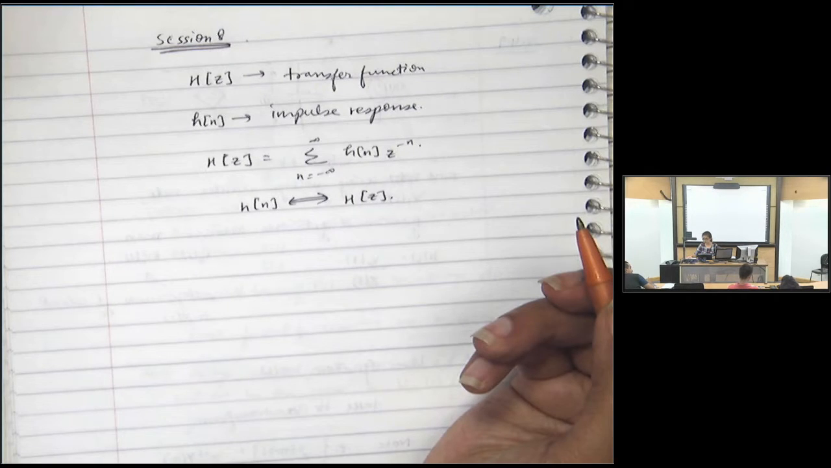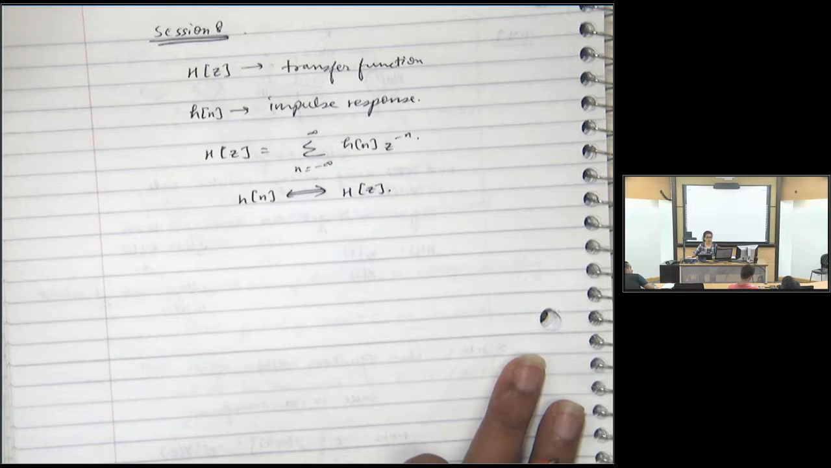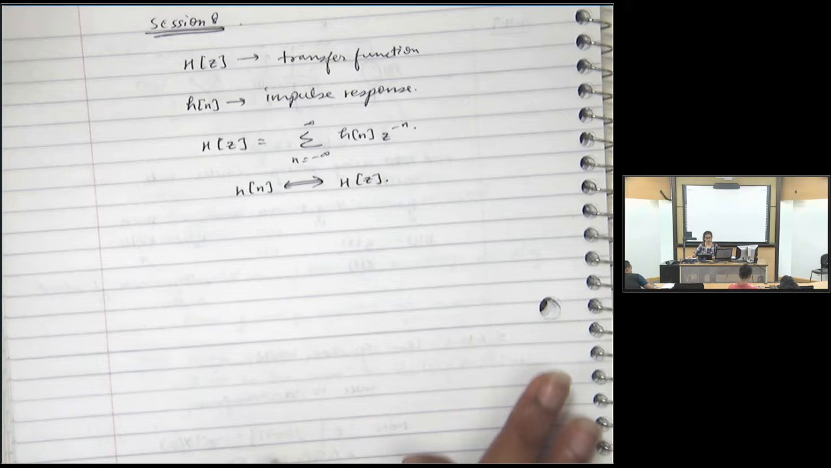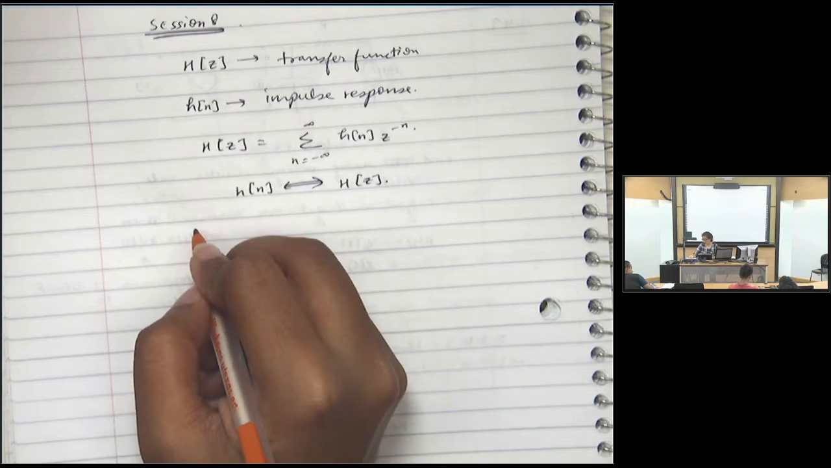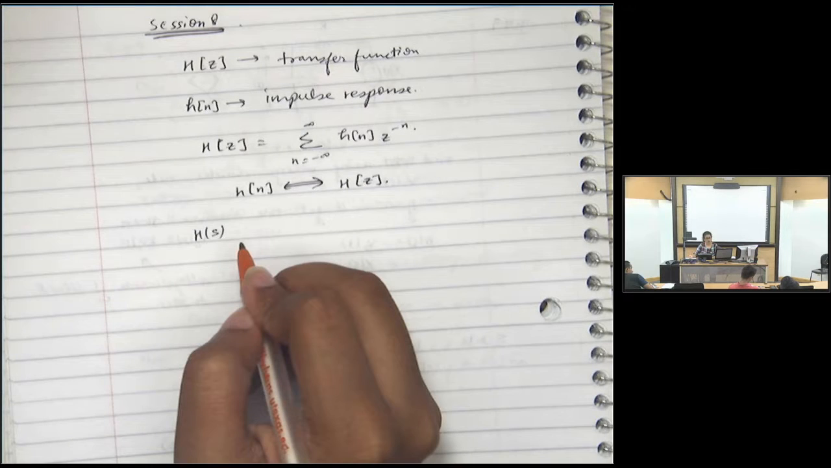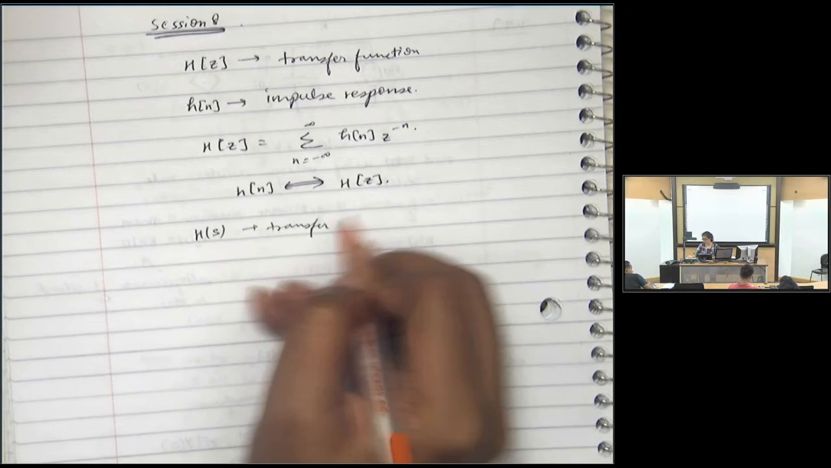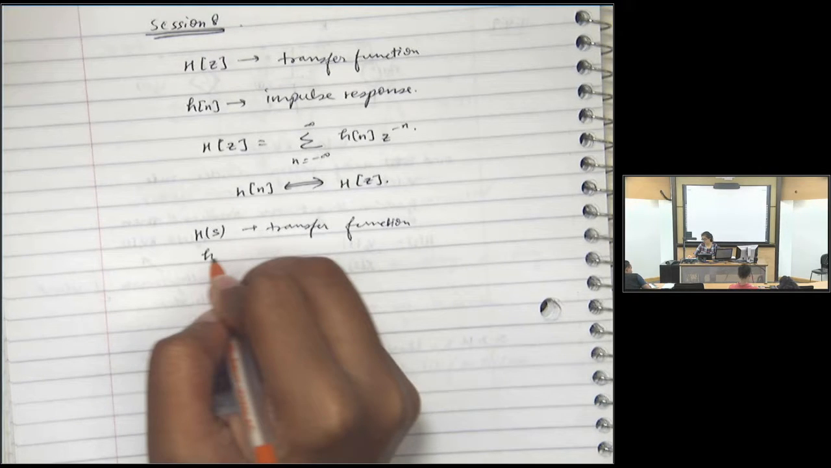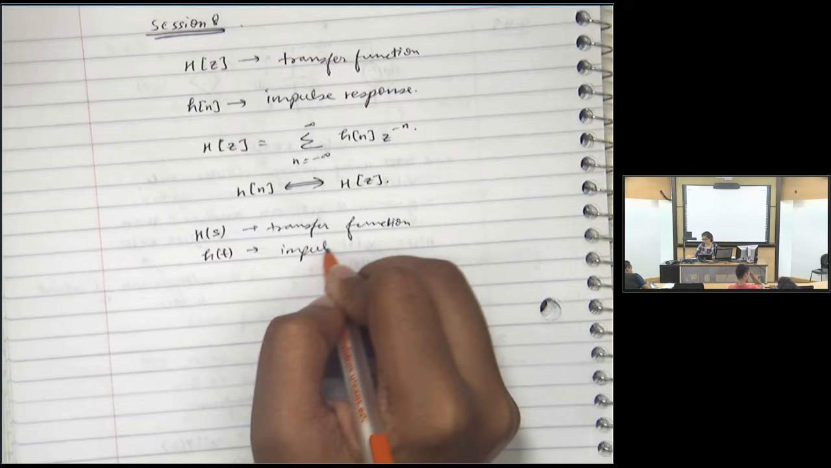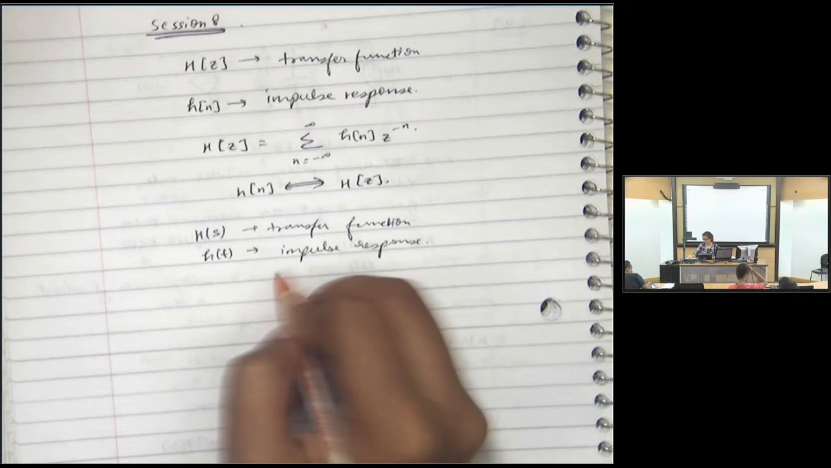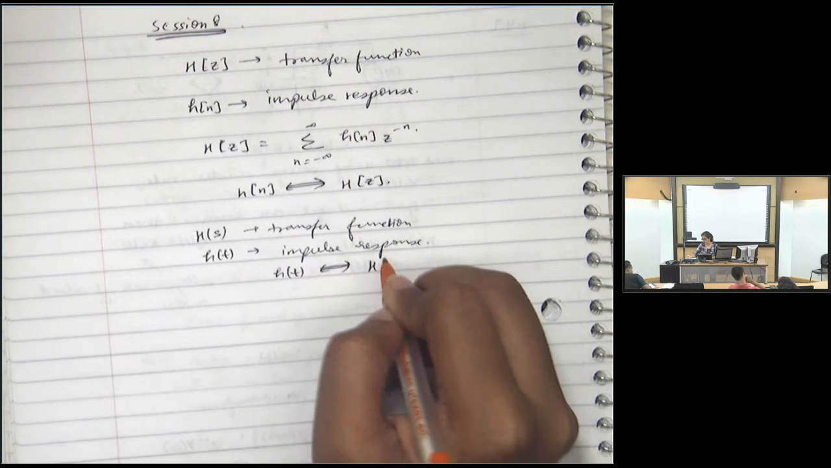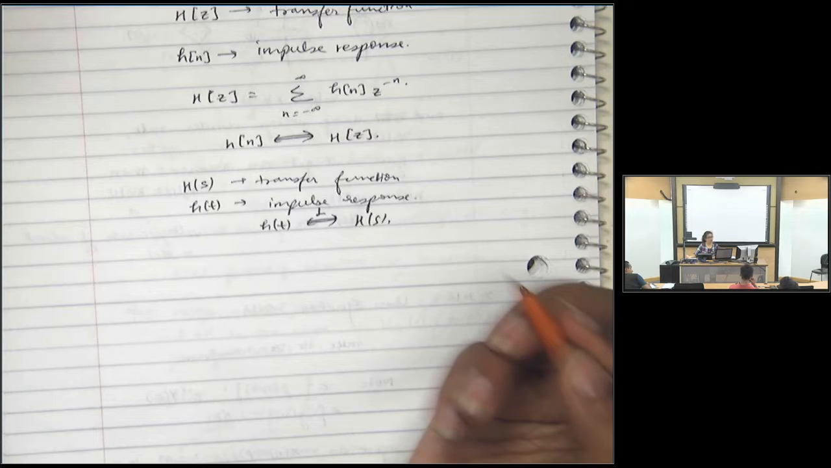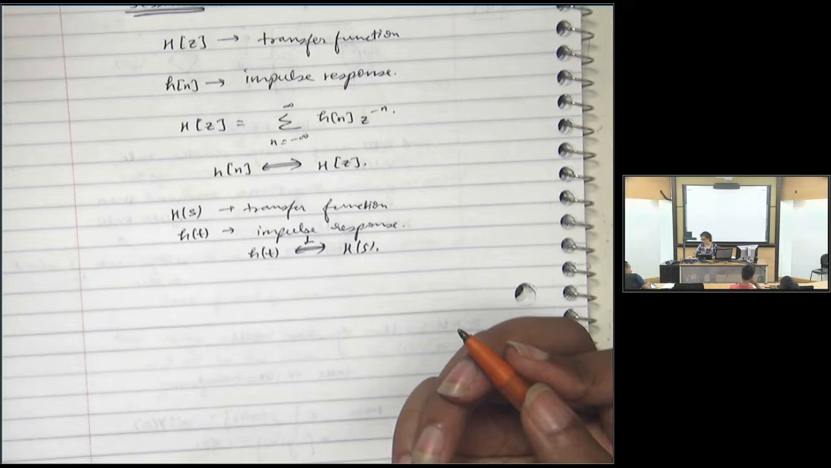Just be clear what the question is asking you. Is it asking for the impulse response or the transfer function? Similarly for continuous: in case of Laplace, H of s is our transfer function, and h of t is our impulse response. And h of t is related to H of s. So don't be confused with the terminology.